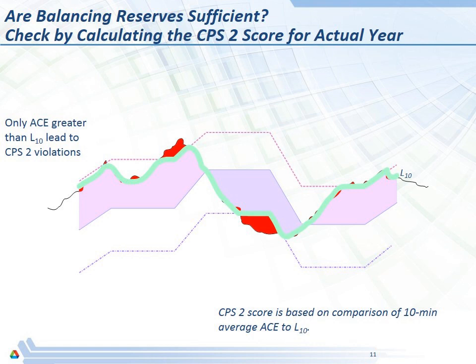When you exceed that threshold for more than 10 minutes, though, now you have violated that CPS2 constraint, and the NERC balancing standard says that you can only have your 10-minute average of your area control error exceed that level 10% of the time. So 90% of the time you have to be within this threshold level. And the amount of time that you're outside of that threshold is what goes into calculating your CPS2 score.